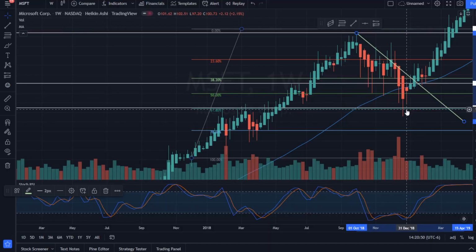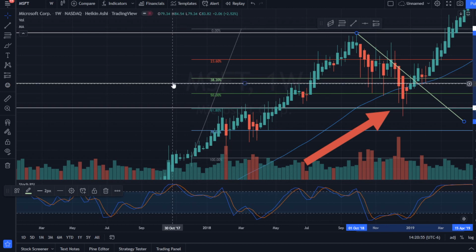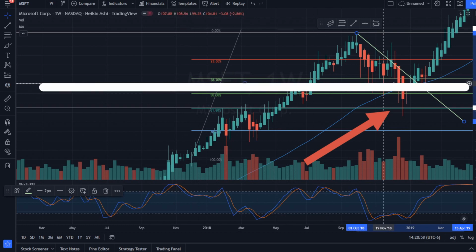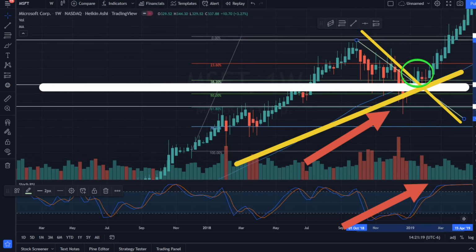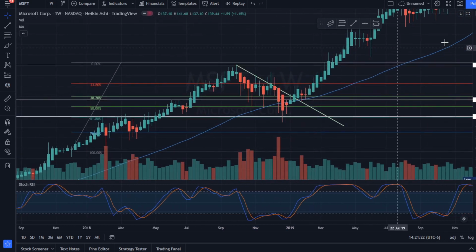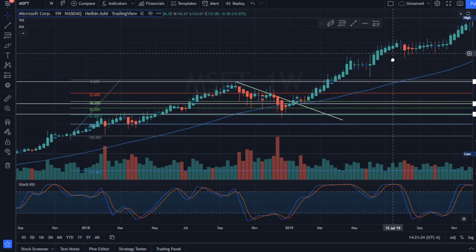We have the bounce off the Fibonacci retracement, the bounce off the 61%. It's breaking previous resistance. This white line here was resistance, so it broke the resistance. It also broke this trend line, this downtrend. It broke this downtrend in here. And this is the area where it's above the moving average. And then if we look down here, it's also above the stochastic RSI. This would have been the best entry. So you would have gotten in at 103. And since then, it pretty much has been on a major uptrend.